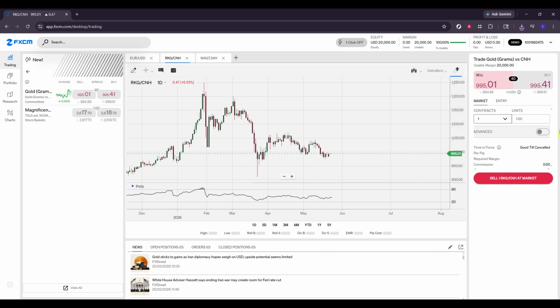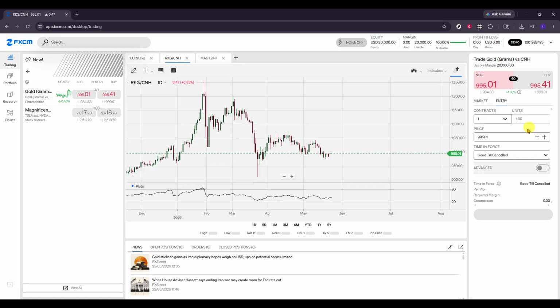Click on Entry. Entry orders are pending orders that trigger when price reaches your specified level, rather than executing immediately at the current market. Use Entry if you want to be filled only when the market touches your preferred price, allowing you to plan trades in advance.